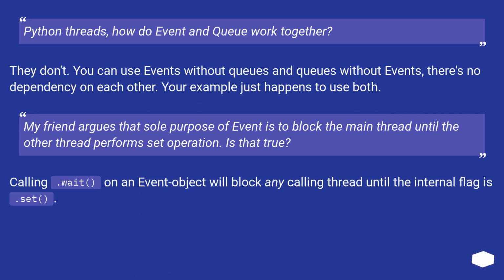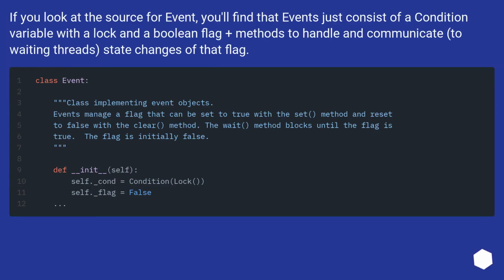Calling .wait on an event object will block any calling thread until the internal flag is .set. If you look at the source for event, you'll find that events just consist of a condition variable with a lock and a Boolean flag plus methods to handle and communicate to waiting threads state changes of that flag.